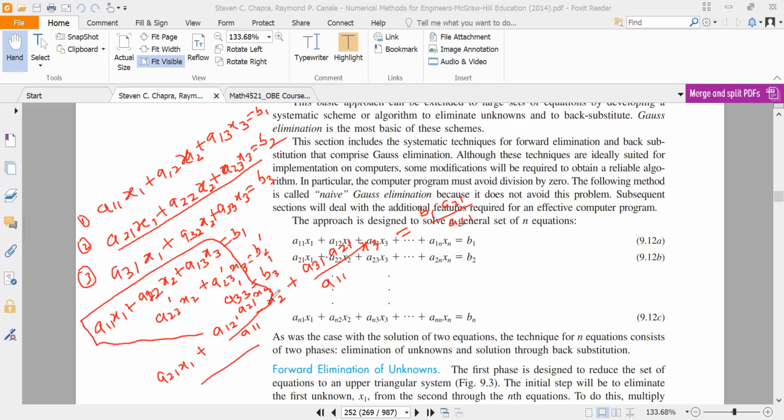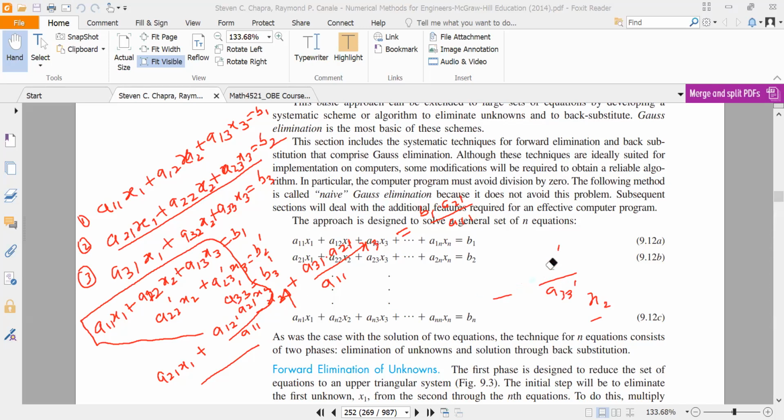And what can you do then? You can start from the bottom. In this case, you see that x3 would be equal to b3 prime divided by a33 prime. And x2 can be determined from the new equation 2. Then you use x3 and x2 in equation 1 to obtain x1. This is the essence of the Gaussian elimination technique.